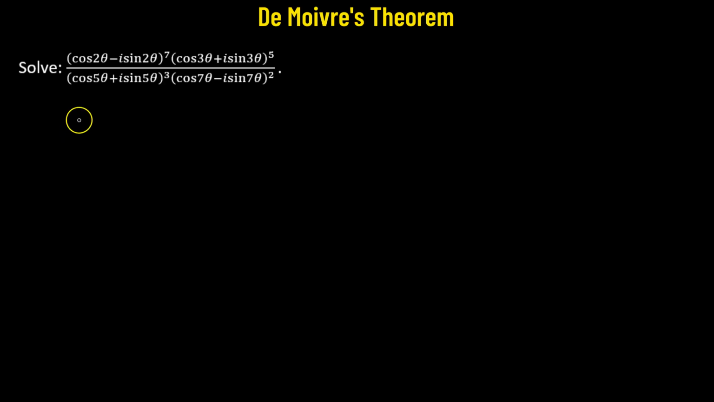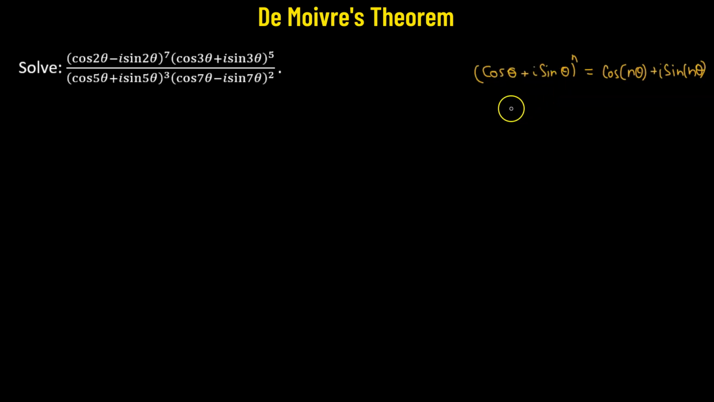Let's find the value of the given expression. We'll begin by first stating De Moivre's theorem, which states that (cosine theta plus iota times sine theta) whole raised to the power of n becomes equal to cosine of n theta plus iota times sine n theta. So this is De Moivre's theorem, or we can also write it in a compact form.